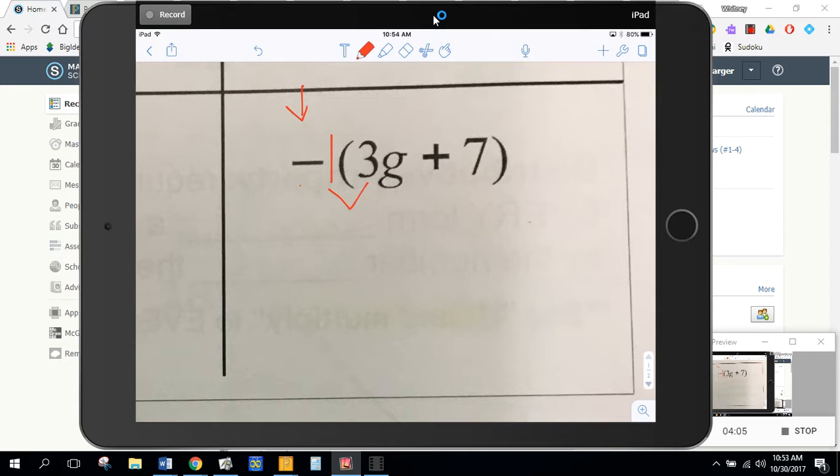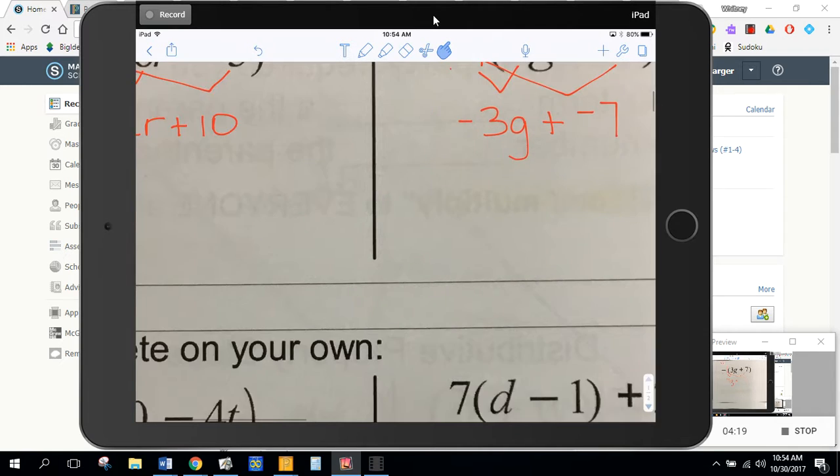So negative 1 times 3 is negative 3G, plus negative 1 times 7 would be negative 7. I can't combine these because they are not like terms. The 7 is missing a G, so that is my final answer.